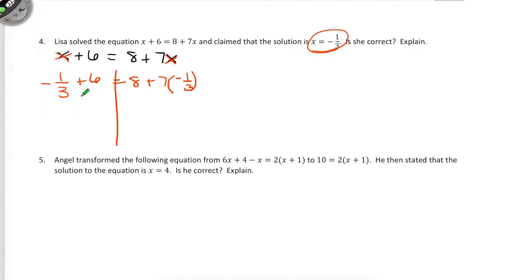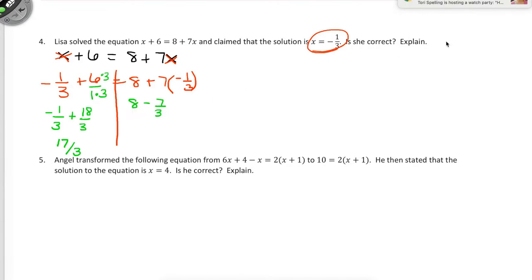All right, so we're going to add these up. I'm going to put a 1 under this 6 just to make it look like a fraction. I need a common denominator, so obviously it's going to be 3. So I'm going to multiply both of these by 3, and I get negative 1/3 plus 18 thirds. And when I combine these, negative 1 plus 18 gives me 17, and the denominator stays the same.